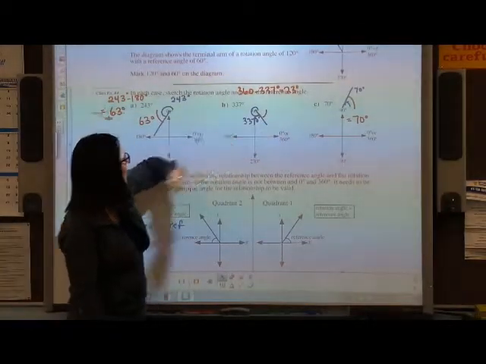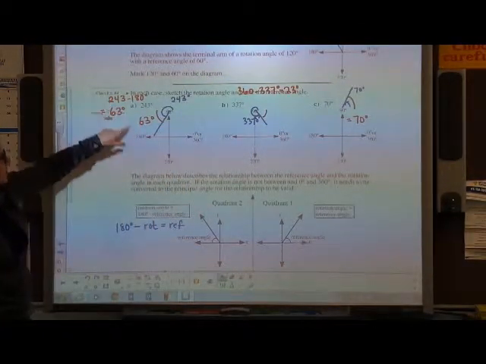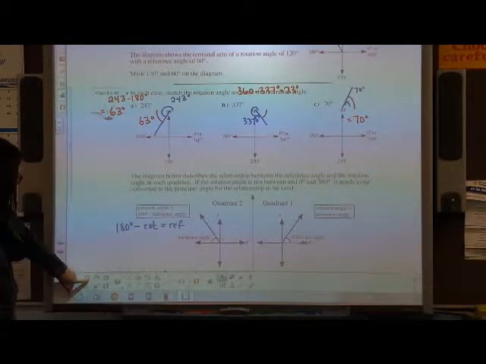That's what we did right here. You took the rotational angle and subtracted 180 degrees.